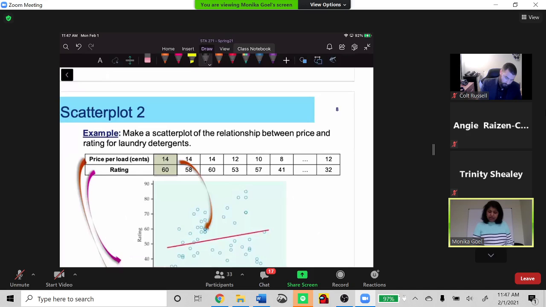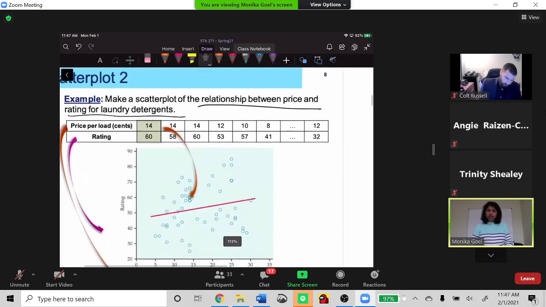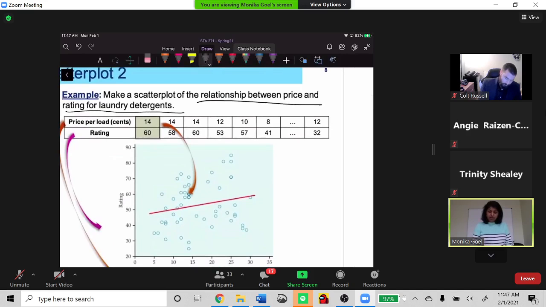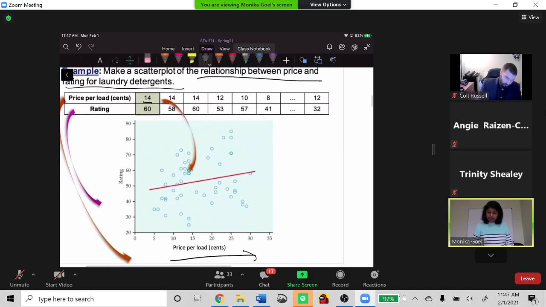So make a scatter plot of the relationship between price and rating for laundry detergent. So here is the scatter plot. You look at this as if you do price as x and laundry detergent as y, so 14 and then 60, and then you keep on plotting.